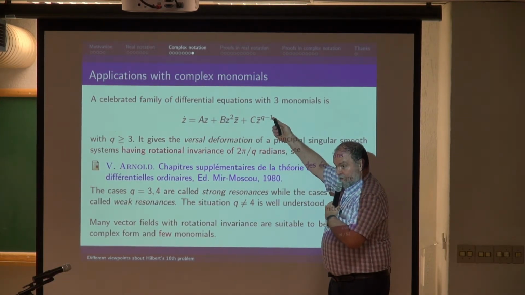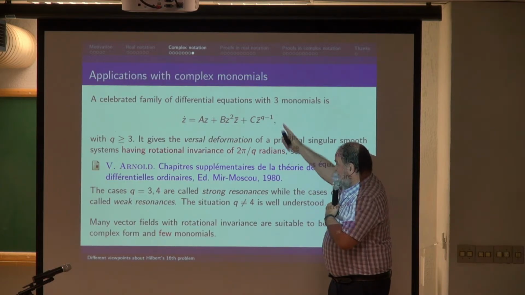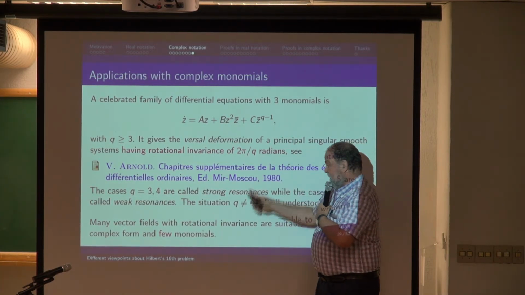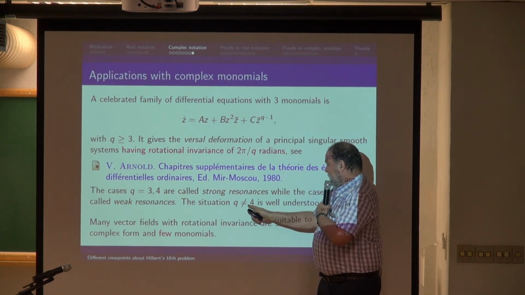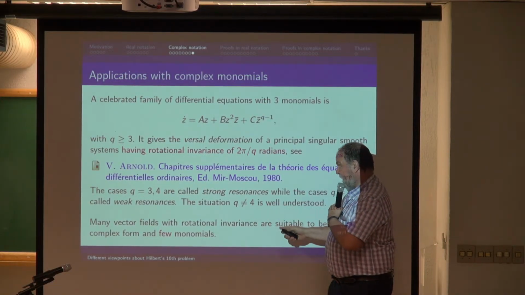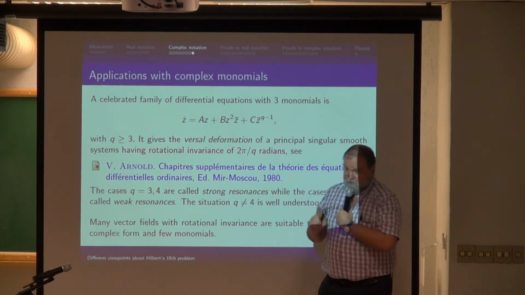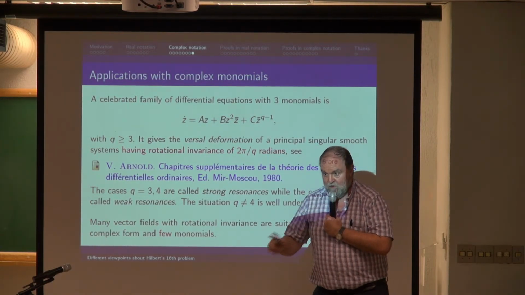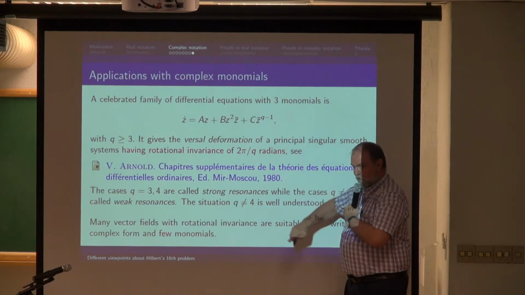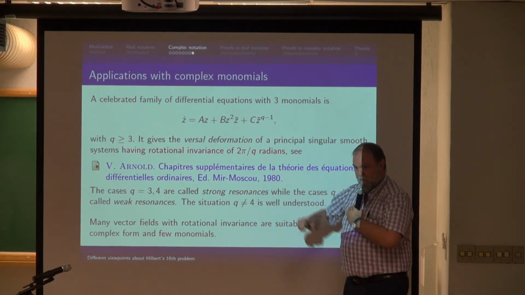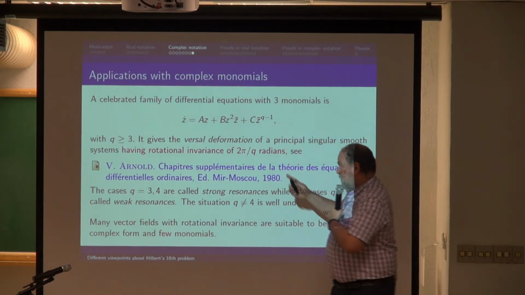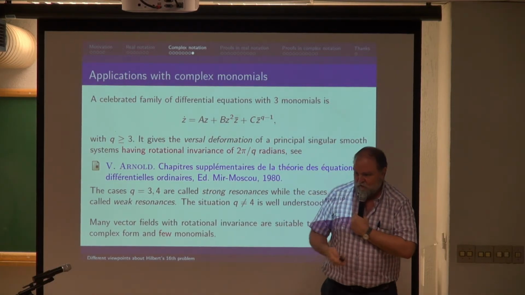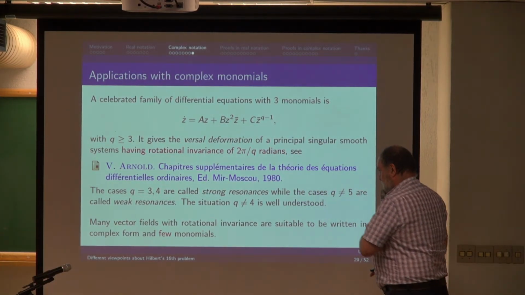Arnold is interested in this, and the problem of limit cycles of this system with Q different from 4 is solved, but Q equal 4 is yet open. We're talking about 5 limit cycles, I think. So this is fulfilled. It's very interesting, the problem. So what you do with 3 monomials is interesting by definition.